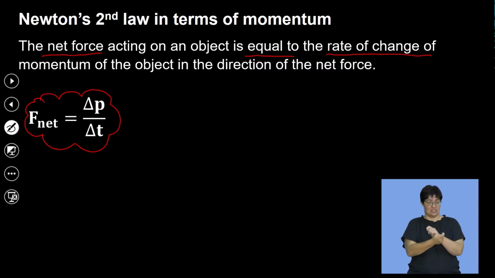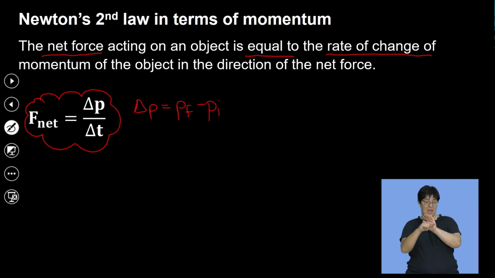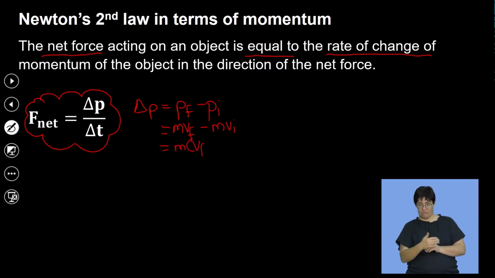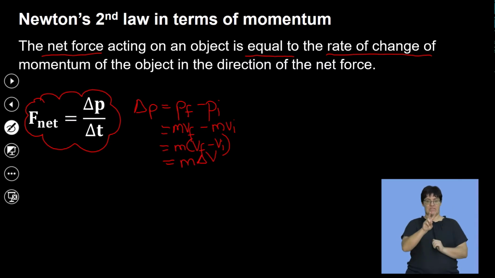Change in momentum, now I didn't write it like that just now. Remember, change in momentum means that it's PF minus PI. Now, if we go through all the maths again, that means that this is going to be mVF minus mVI. I take the m out. I just want you to see that we can write this another way. So we get m delta V. So sometimes you're going to see the equation written as F net equals m delta V over delta T.